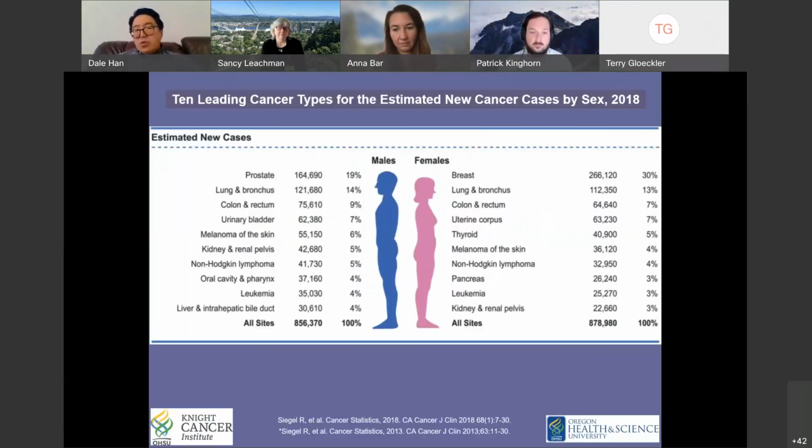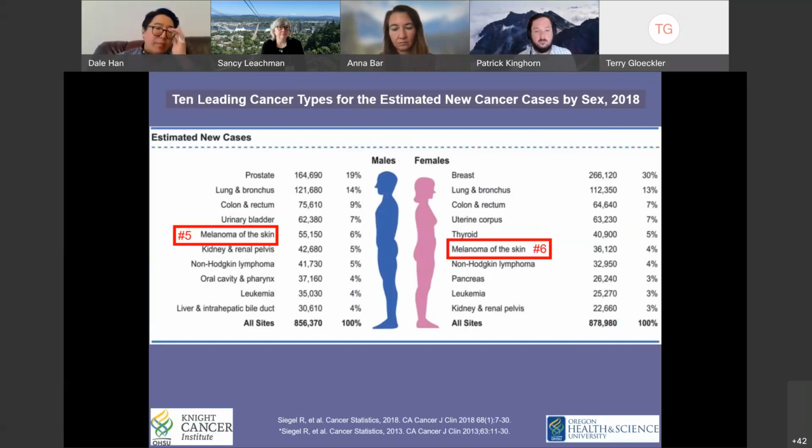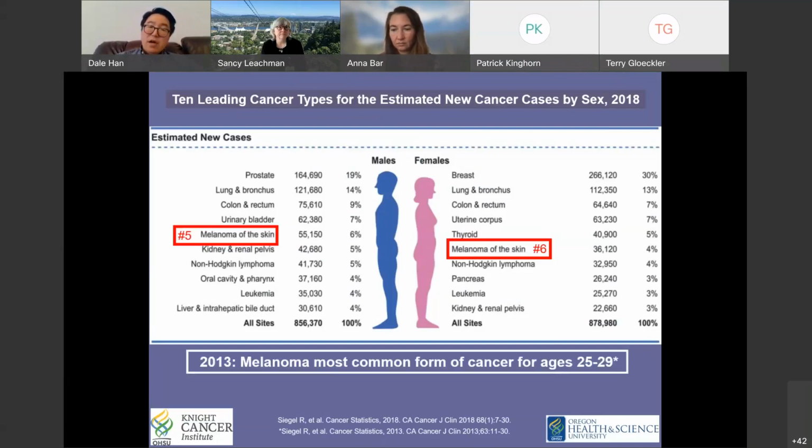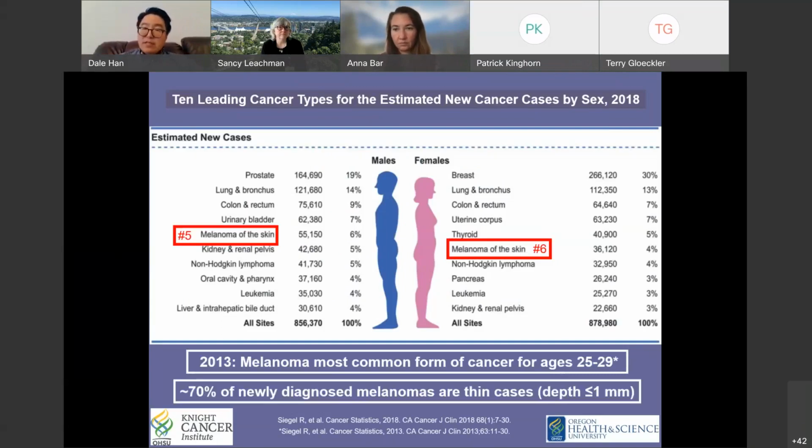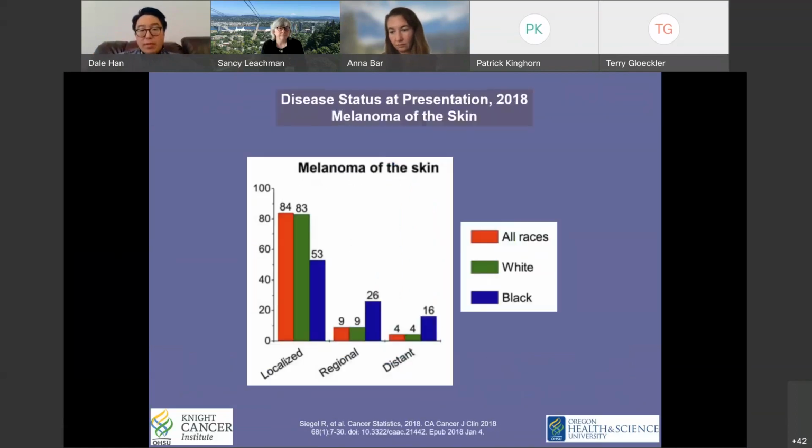I show this slide to remind us that the incidence of melanoma has been increasing every year, with a 600% increase in melanoma between 1950 and 2000. And so now melanoma represents, based on the 2018 Cancer Statistics Guideline, the number 5 incidence of cancers in males, number 6 in females. In 2013, based on the cancer statistics at that time, it was the most common form of cancer in ages 25 to 29. And the other thing to remember is that the vast majority of these newly diagnosed melanomas are what we call thin cases, or melanomas that have a thickness of up to 1 millimeter.